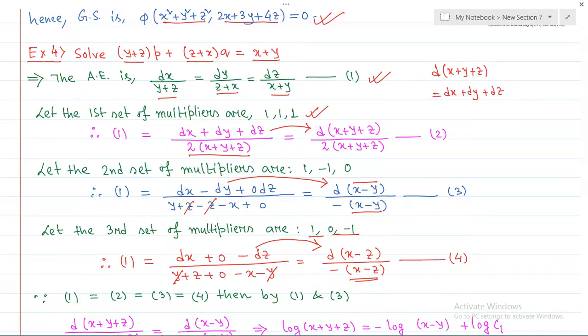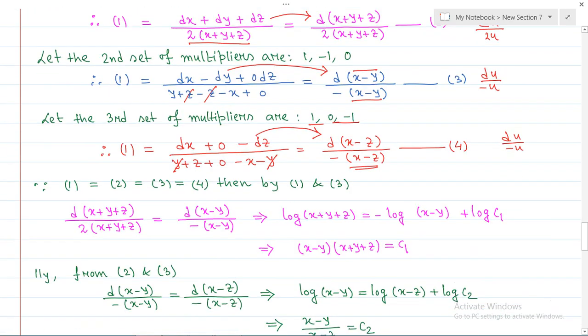D of something by something, because the same term is there, x plus y plus z by x plus y plus z. So it can be imagined as d of u upon 2u. This can be imagined as d of u upon minus u. This can be imagined as d of u upon minus u. So these terms can be easily integrated and we can find out the solution.